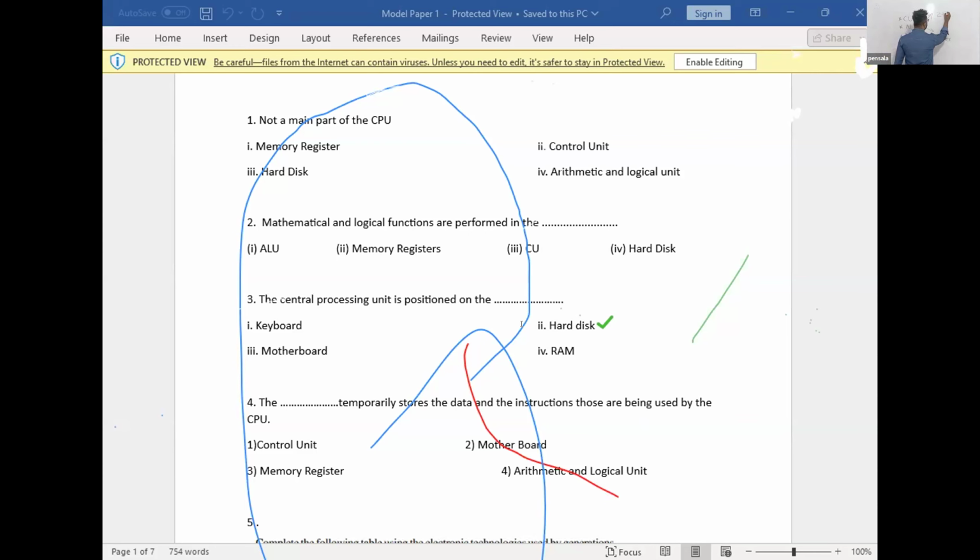Here, 3 plus 2 plus 3 is 8. This mathematical part is handled by the ALU, right? This is the arithmetic part. For the logical part, let's take this one: 3 is greater than 1. This is the logic. These kinds of things happen in the ALU. So for the second question, the answer is ALU. Right?